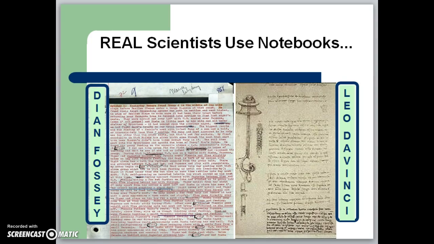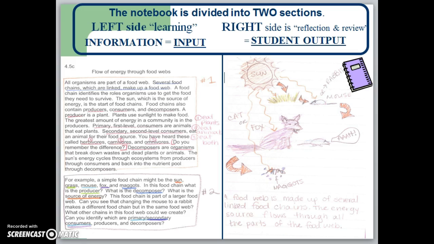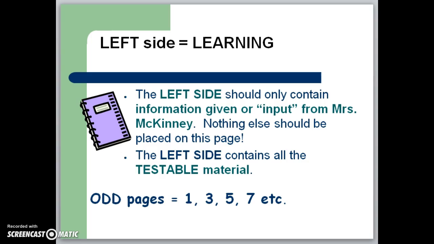Again, just a couple other real scientist notebook examples. So there's a left side and there's a right side, and how do you know what side to use for what? Easy way to remember, left side is learning, right side is reflection and review. So if you look on the left, this is teacher given notes, and on the right would be the way that the student processed the notes.